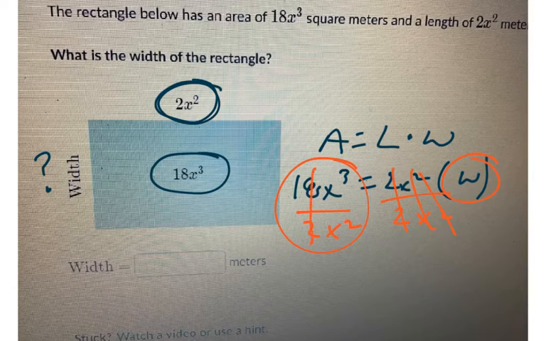So 18 divided by 2 is 9, so you type that in there. And x^3 divided by x^2, 3 minus 2, is x, or x^1. And again, notice I had to type it in. It wasn't multiple choice. And that's one of the things you have to get used to on the state test again. So you click check, it would work.